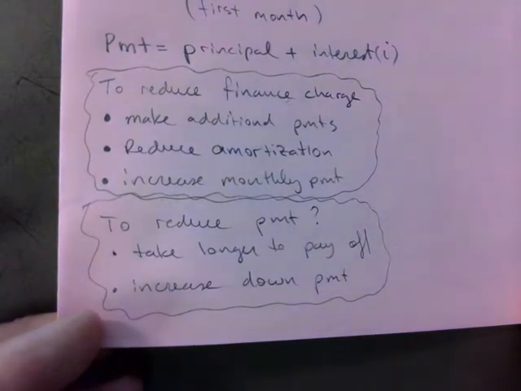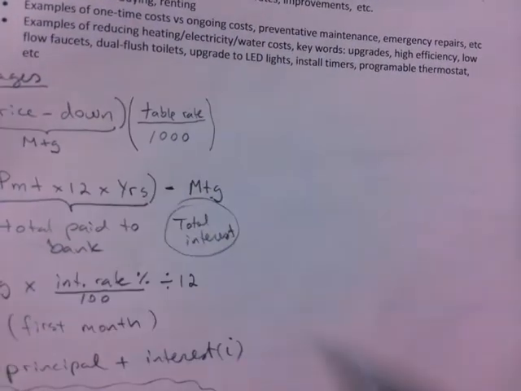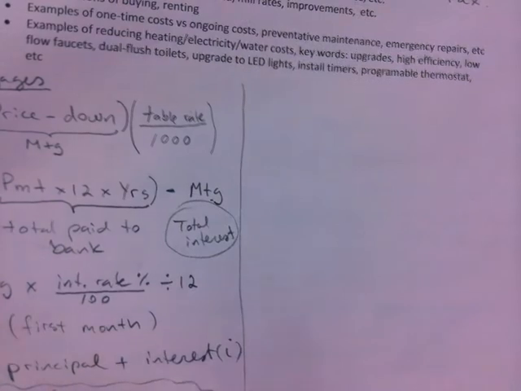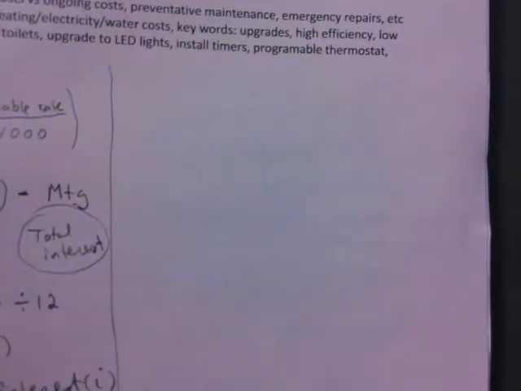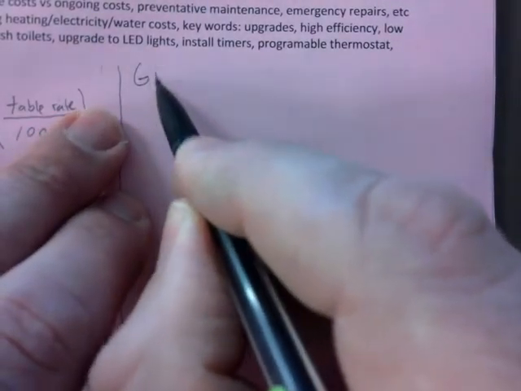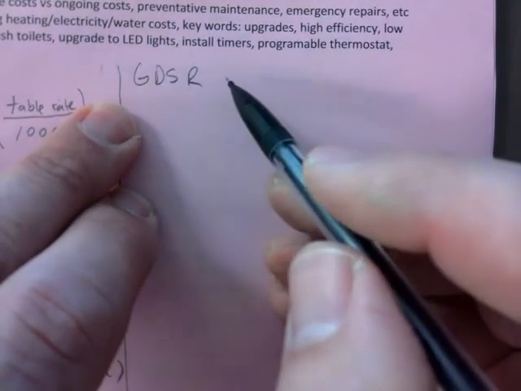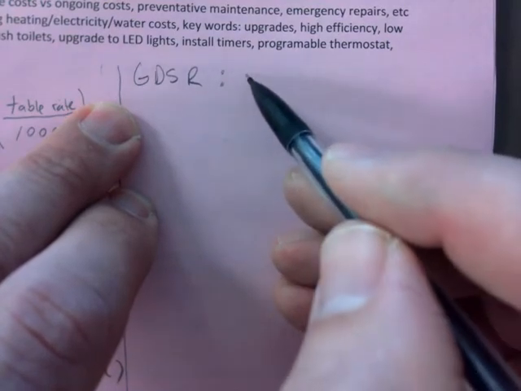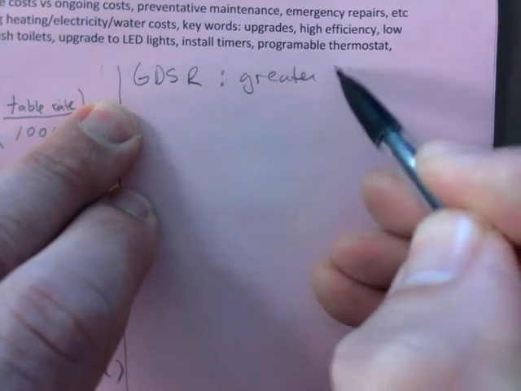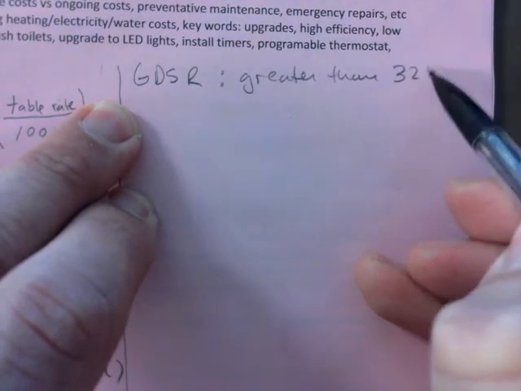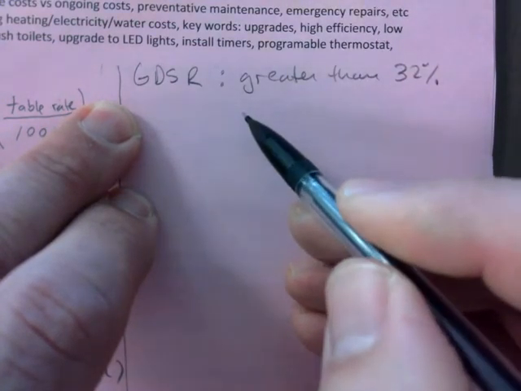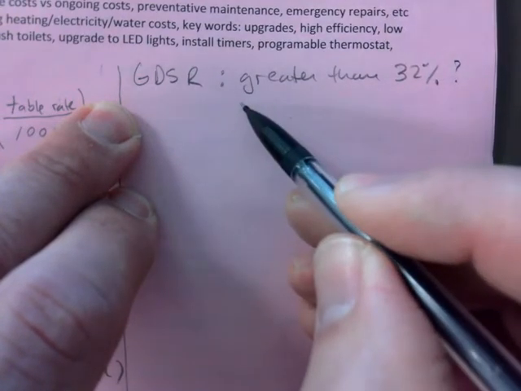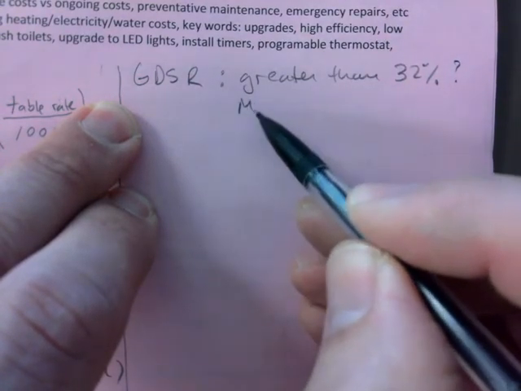But I'm just briefly going to talk about it. So I'm going to go over to this side. So basically split this into 2 columns, right? And focus on the right side a little bit. So for GDSR, right? Greater than 32%. If it's greater than 32%, mortgage is not approved.